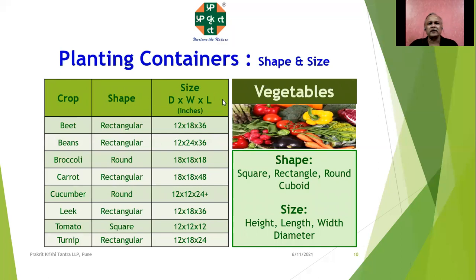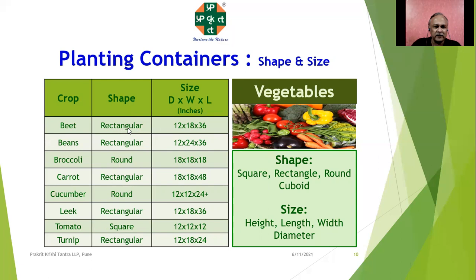Then comes the plant container. Here I'll take a few examples, like in vegetables, for example. As I said, 3-4 types of containers you can have: a square type, or rectangular, round type, or a cuboid type, that is all sides same size. And then the considerations has to be for the height, length, width, and diameter. And here I've given a few examples of different vegetables.